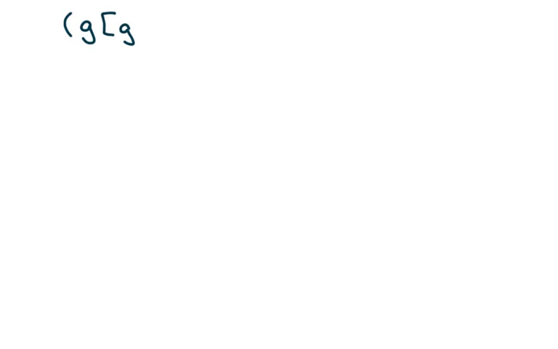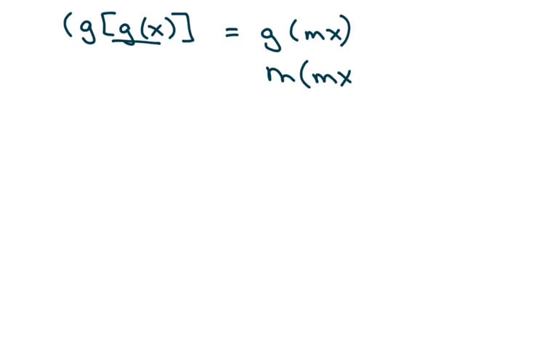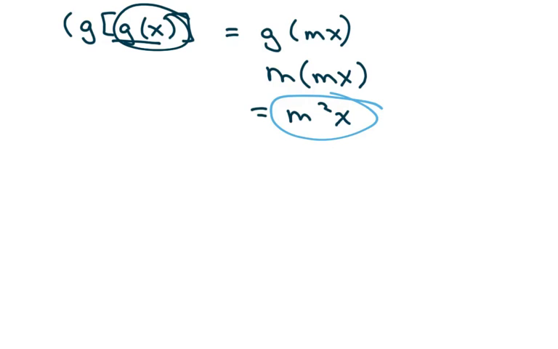Now, on the next one, we have g of g of x. Remember, our inner function g of x is all real numbers, so I think this one's going to be easier. Let's see. So, we're going to get g of mx, which means we're going to have m times mx, which equals m squared x. And since this one was all real numbers, and this one is also all real numbers, our domain is any real number.